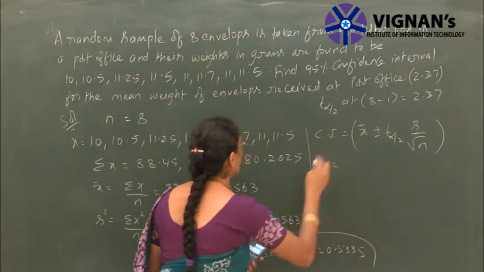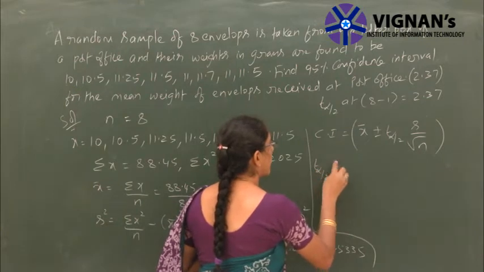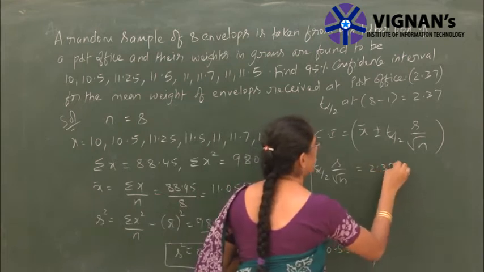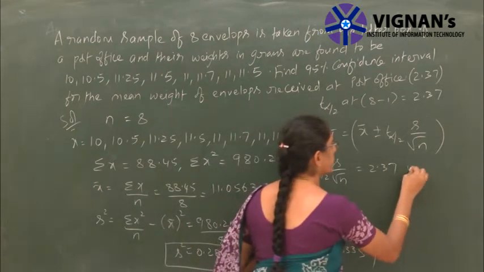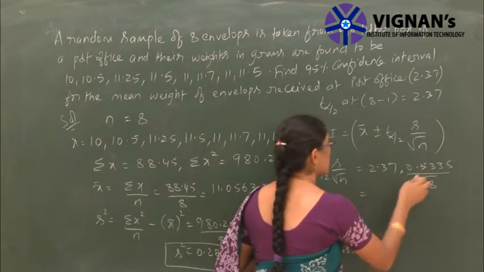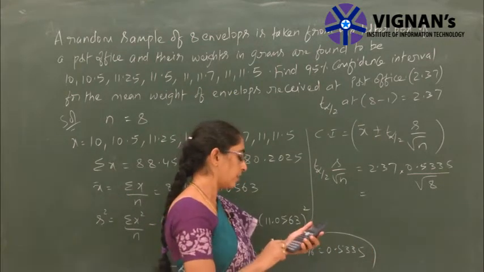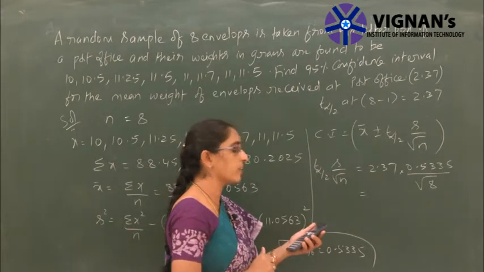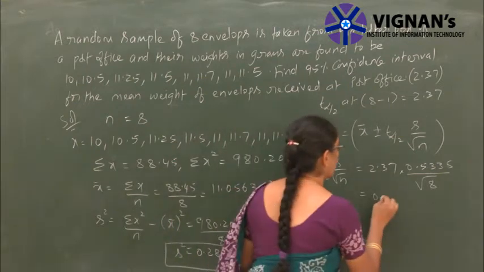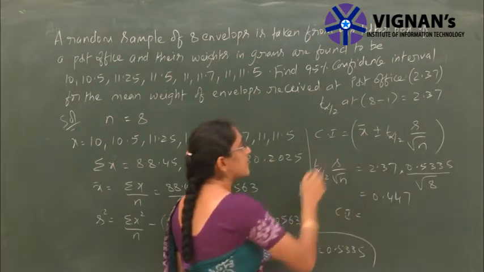Now substitute in the formula. X bar is here 11.0563. So before that you just calculate t alpha by 2 into small s by root n. So 2.37 into small s is 0.5335 divided by square root of 8 here. So first to simplify this term, so root 8 is 2.8284, then 0.5335 divided by answer you get 0.1886. Now into the table value 2.37 gives you 0.4447 here. Now substitute in the confidence interval formula.